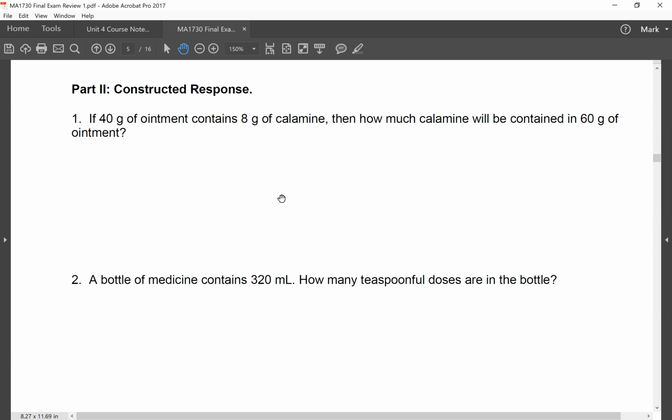If 40 grams of an ointment contains 8 grams of calamine, how much calamine will be in 60 grams of ointment? This is a pretty easy one, but still something you would see on a test or on your final. So I could set up equivalent ratios. 40 grams of ointment contains 8 grams of calamine. How much will be in 60 grams? So I can set up fractions here, equivalent ratios.